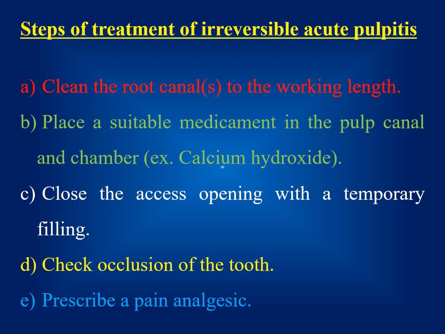The steps of treatment of a reversible acute pulpitis is, first of all, clean the root canal to the working length, place a suitable medicament in the pulp canal, like calcium hydroxide, close the access opening with a temporary filling, check the occlusion, and prescribe a pain analgesic.